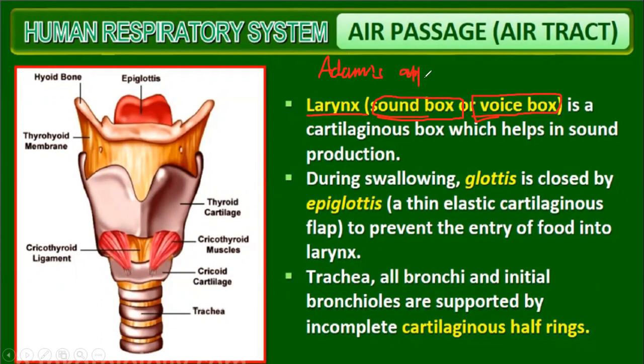Adam's apple. So the larynx is the organ which produces sound or voice. That's why I can speak, you can speak, etc. It is also called Adam's apple, the enlarged portion near the throat or the neck. It is a cartilaginous box. So the larynx is made up of cartilage, very important.